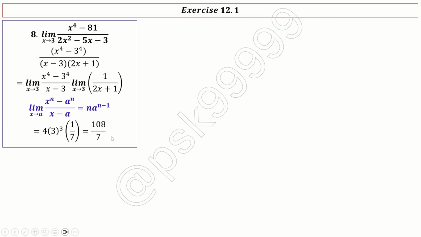That's the answer, because this is how you have to use this formula. It may not be a straightforward formula application question you will get. You have to tweak it and then see where you can apply which formula.